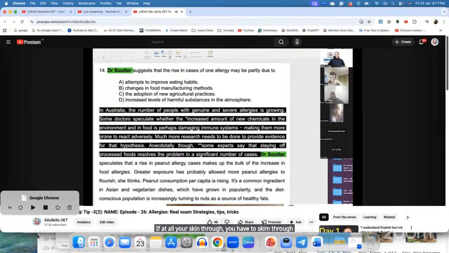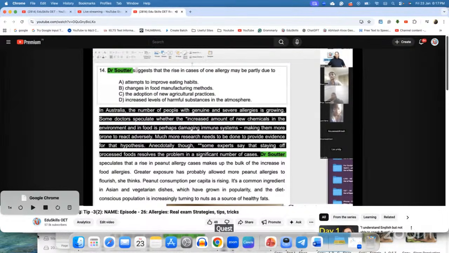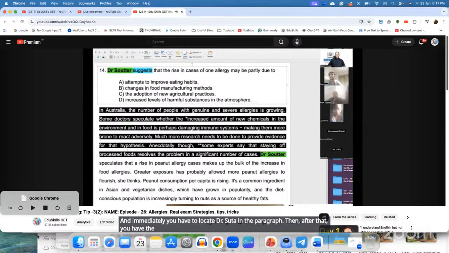But as soon as you find, that's why I said this is the edging word in the question, these 2 words. Edging word is, main word is Dr. Suter. Then immediately you have to locate Dr. Suter in the paragraph. Then after that, you have the answer. So you can just ignore this portion. So what happens? You beat your greatest enemy. Who is that greatest enemy?